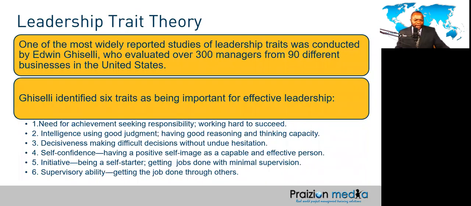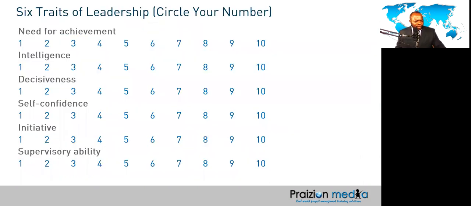Edwin Ghiselli evaluated 300 managers from 90 different businesses in the United States, and he identified those 6 traits I showed you on the previous slide: the need for achievement, intelligence, decisiveness, self-confidence, having a positive self-image as a capable and effective person, initiative, being a self-starter, getting jobs done with minimal supervision, and the ability to get the job done through others. Now, taking a look at this assortment of 6 characteristics, some of them seem familiar because a few of these traits have been expanded upon in other theories.